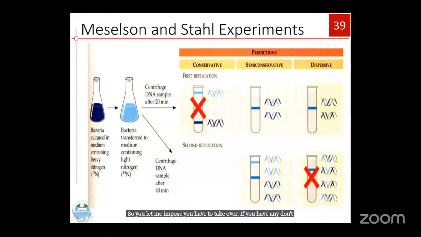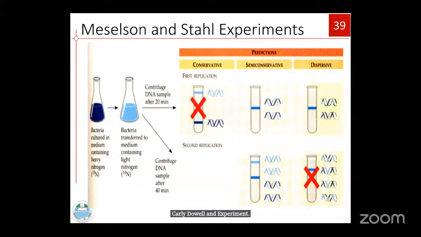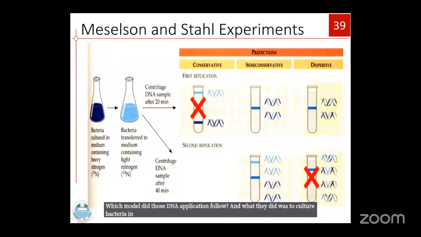Okay, so these two individuals, Meselson and Stahl, carried out an experiment to elucidate which model DNA replication follows. And what they did was to culture bacteria in heavy nitrogen. You know, we have isotopes, right? The isotope.